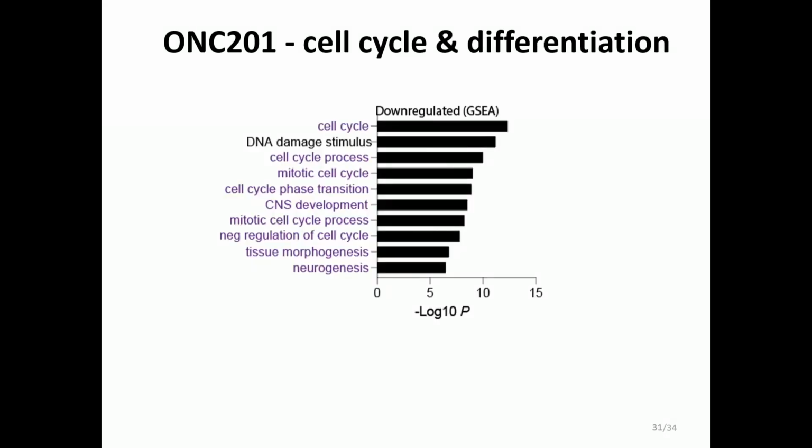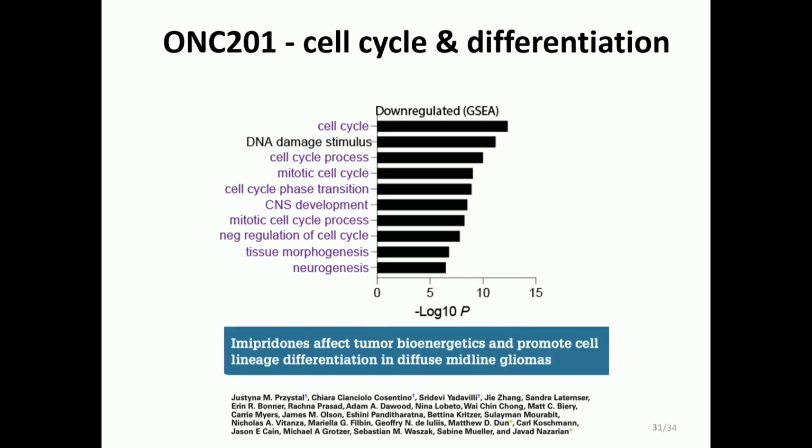When you look at all the genes that are being affected, the majority of the genes seem to land on cell cycle-related pathways and differentiation pathways. So this suggests that this drug, through this epigenetic effect, is suppressing cell cycle and is causing the cells to differentiate more. And this work is also confirmed in vitro by both Sabine and Javad Nazarian's group. When you treat these cells with ONC201 in vitro, the differentiation state of the cells moves.